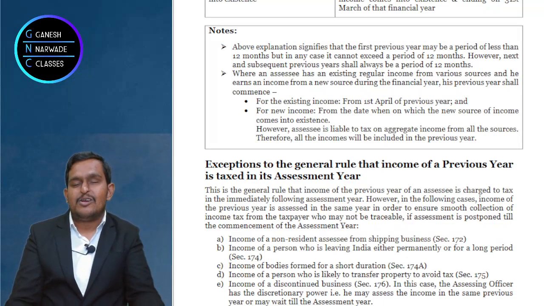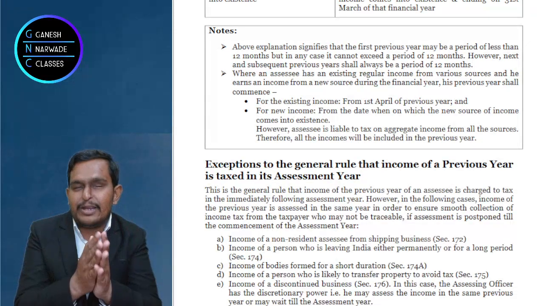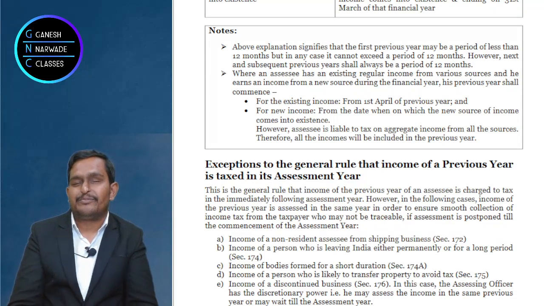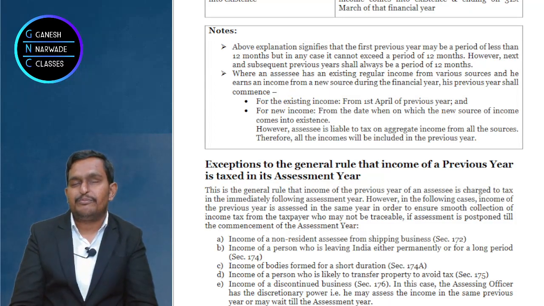So government says, all the taxes, whatever dues you have to pay to government, pay, then only you will get visa clearance. And that's how government catch. Section 174, person leaving India permanently or for a long period. For him, previous year itself will be assessment year. Okay. Now let's come to 174A.